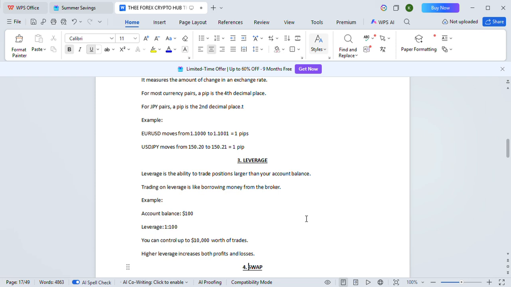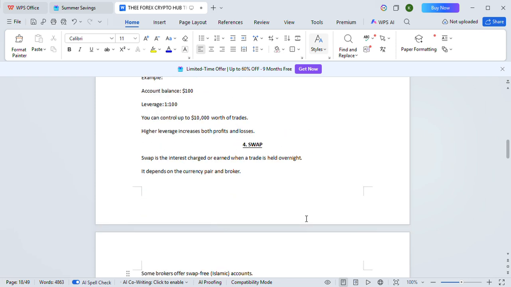So leverage is important. When it's on your side, it's good. When it's against you, it hurts. So the other one is swap.